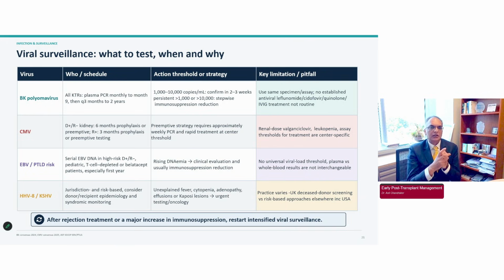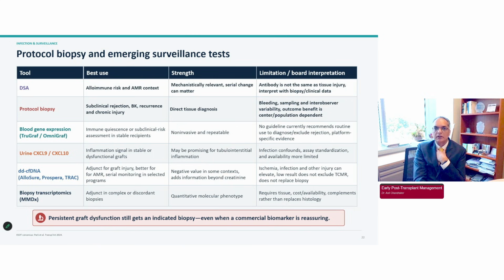HHV8 or Kaposi's sarcoma, there is increasing evidence that this is increasing. There was a recent paper that shows that the rate of donor transmission may be as high as 1 to 2% in the United States. We don't routinely test for this here. Some other countries will test for this. But again, the diagnosis is really based on suspicion post-transplant.